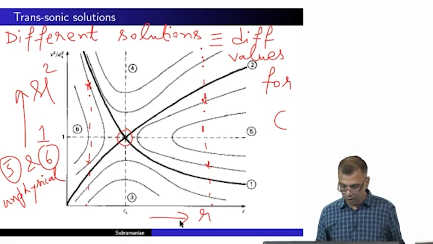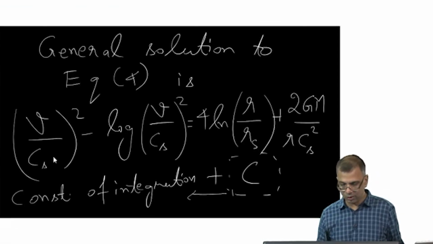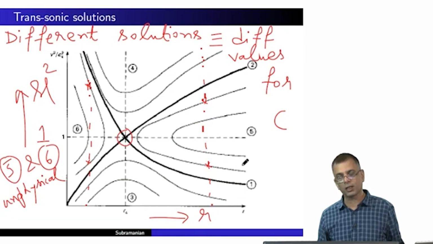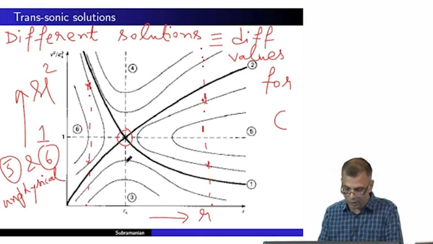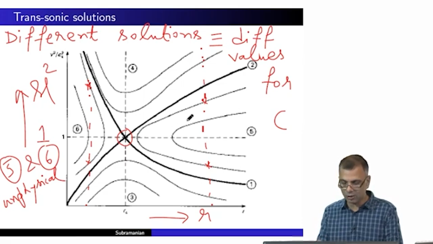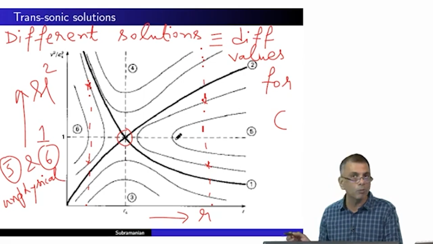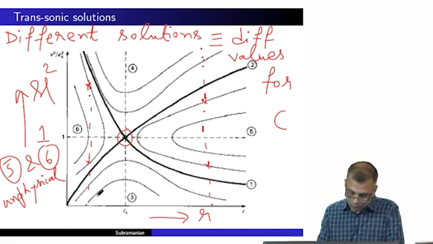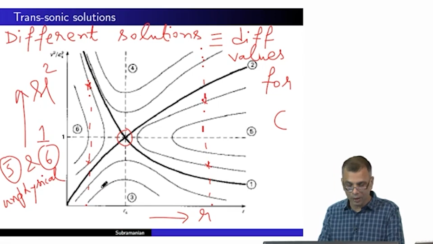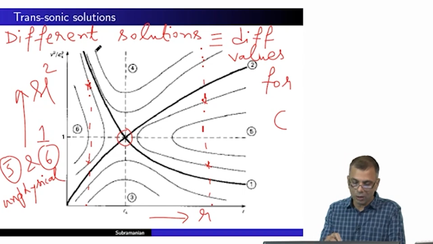However, this equation admits solutions that are not transonic. This also admits solutions of the kind 3 and 4. For that matter, it also admits solutions of the kind 5 and 6. But as we discussed, solutions of the kind 5 and 6 are unphysical, so we do not bother about them anymore. What are solutions 3 and 4? Solutions 3 correspond to the ones which remain subsonic throughout. You see, they are always below 1. Okay, and solutions 4 remain supersonic throughout.